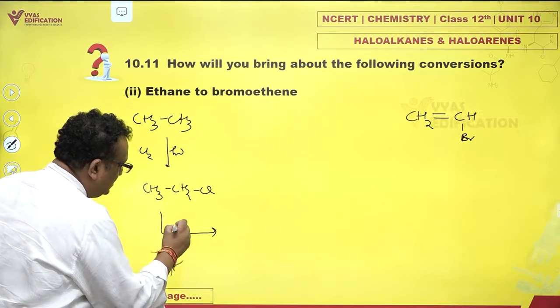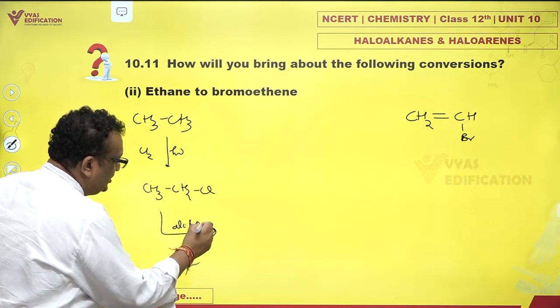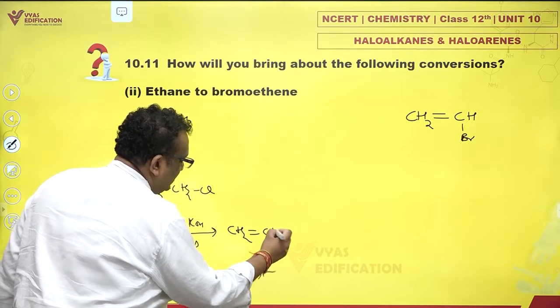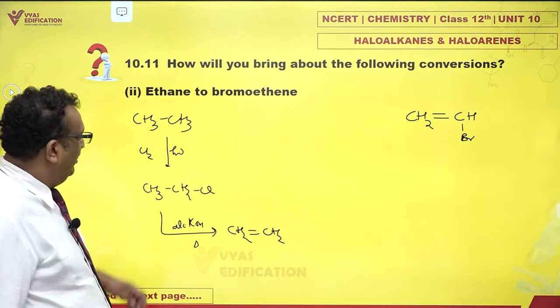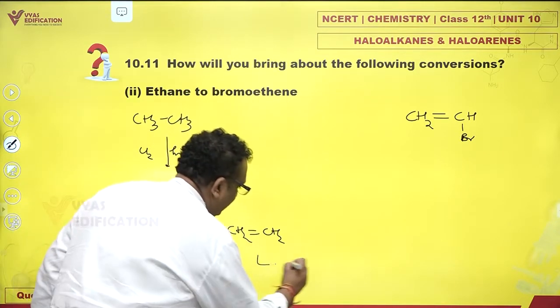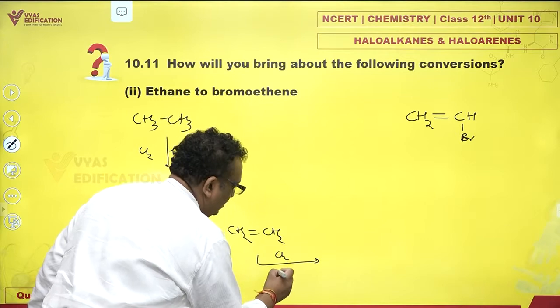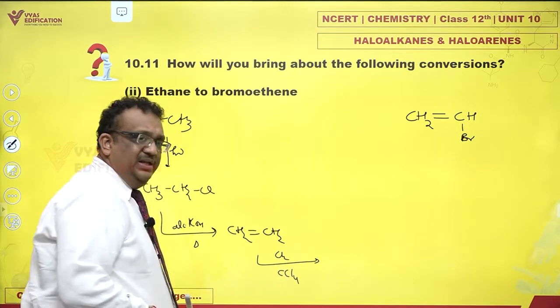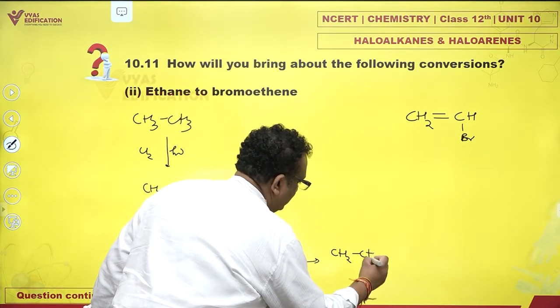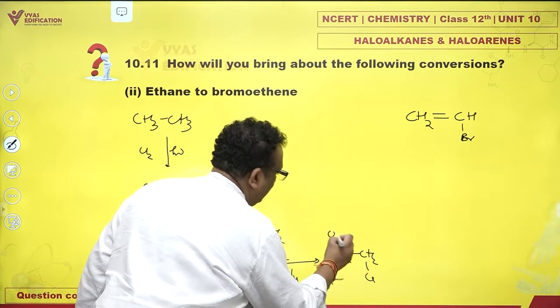And then I use alcoholic KOH with heat. So I get CH2=CH2. Beautiful. Why do we use chlorine and not bromine? Bromine is cheap, that's why. And then I add Cl2 in an inert solvent like CCl4. I get CH2Cl-CH2Cl.